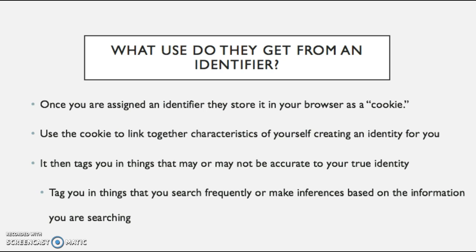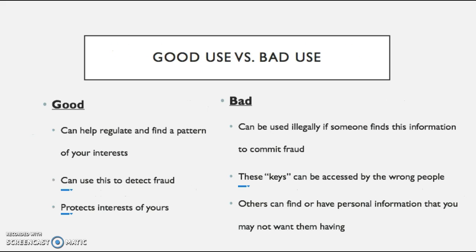It then tags you in things that may or may not be accurate to your true identity. For example, when you look up a pair of shoes online, it's why typically it'll show up again on your Instagram or your Facebook, because you've previously looked at it. It will use the rest of the information you look up and make inferences based on previous searches to show you things that you may not see otherwise.